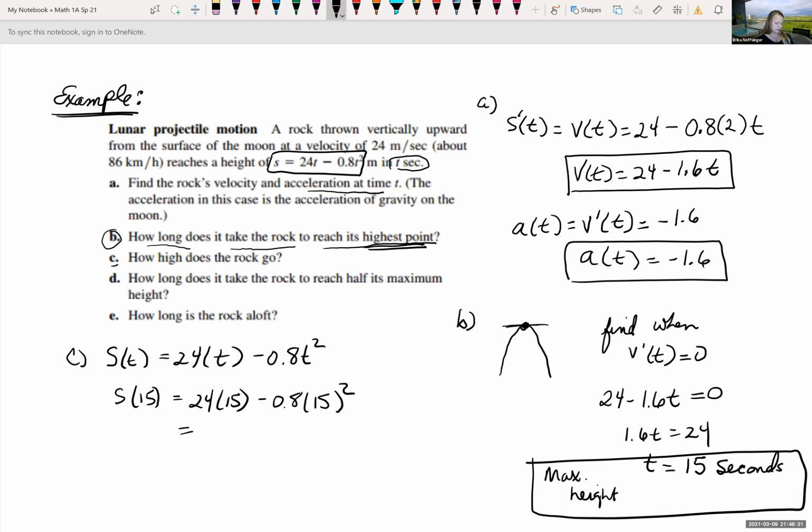So throwing that in the calculator really quickly, we get back 180. And going back to my problem, I'm talking about meters. So meters. So it occurs, max height occurs when t is 15 seconds and it's 180 meters high.